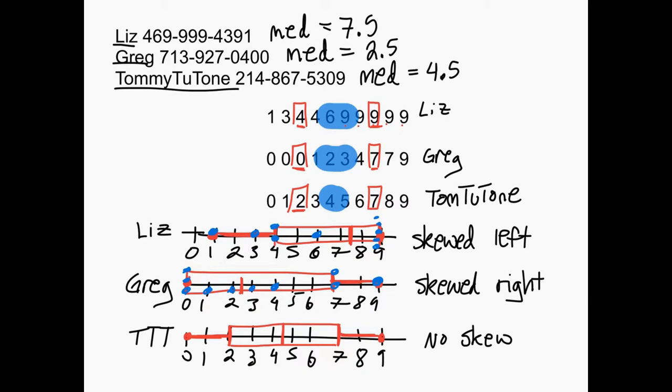Now, Tommy Two-Tone's phone number is special because it has every number exactly once. So in that case, our data is evenly spaced out along the number line. Maybe that's why that song was so popular.